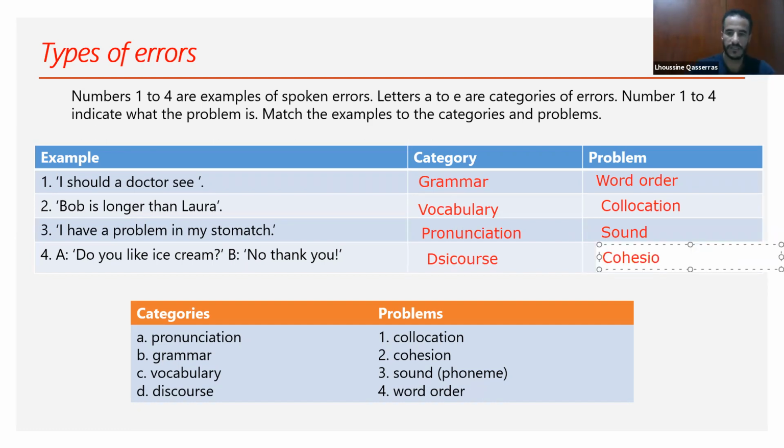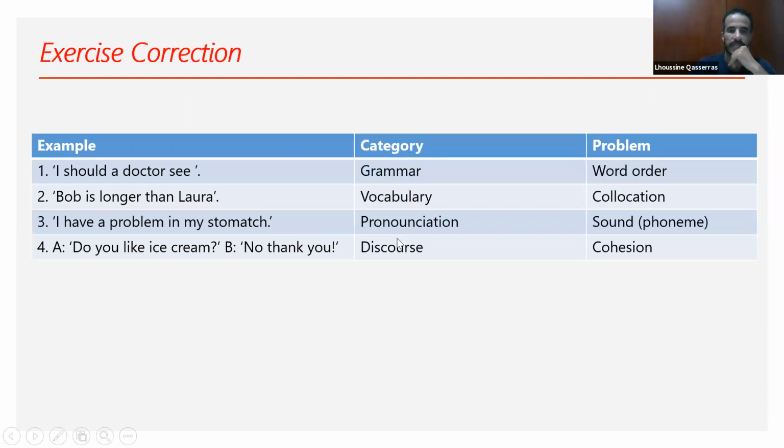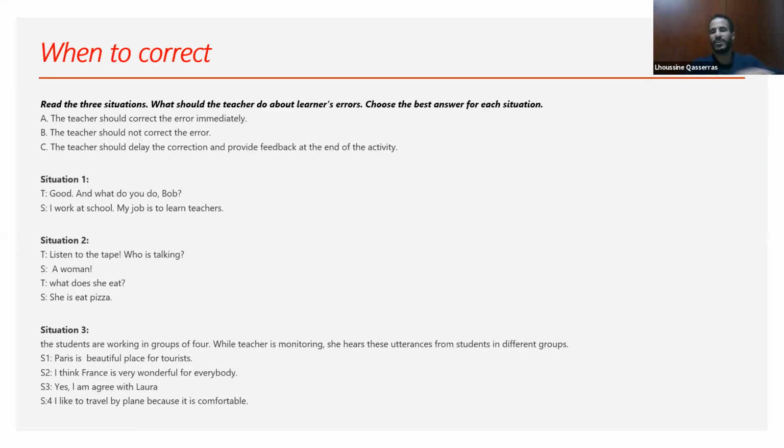So these are some types of mistakes. Great. So let me move to the next slide. So I should adapt its grammar, word order. Bob is longer, it's vocab, collocation. I have a problem in my stomach, it's a pronunciation problem, sound, and discourse cohesion. Great. Now, another question, when to correct?